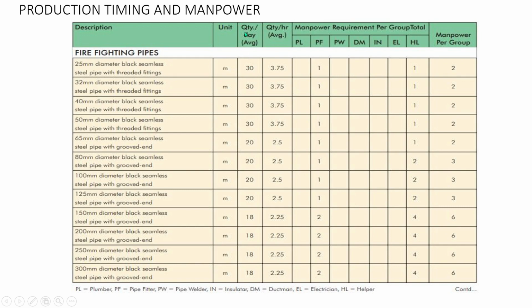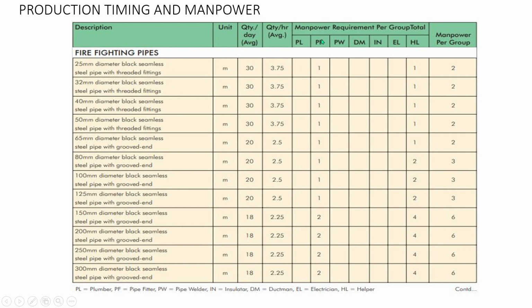So here quantity per day is 30 meter, can be completed in a day. Okay, so quantity per hour. So in this case, I hope they consider 8 hours shift. That's why average hour for each hour they think they can install 3.75 meters of the 25 mm pipes.